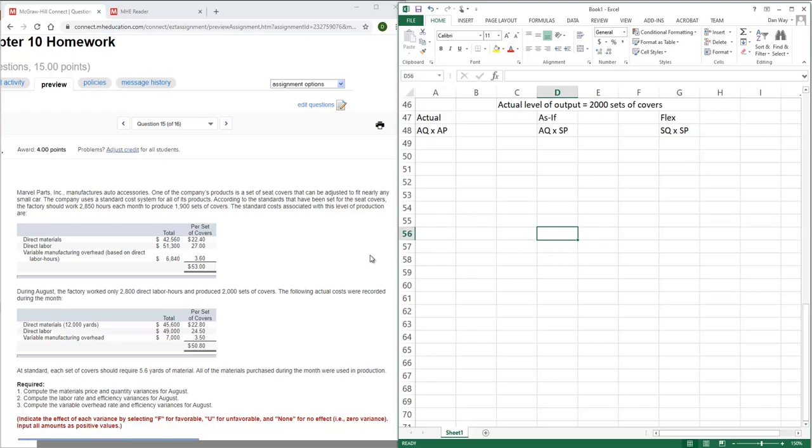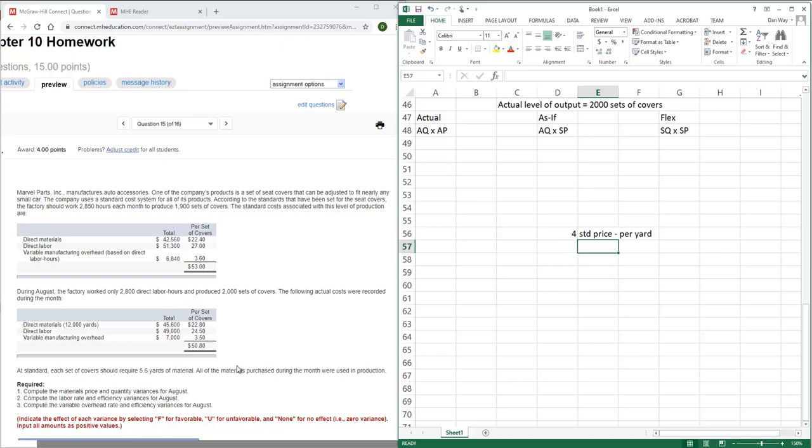We know that the total direct materials expected at our planned level of activity are $42,560, and that's $22.40 per set of covers. We also know that each set, though, should take 5.6 yards of material. So what we're saying is this: $22.40 per set divided by the 5.6 yards of material that should be required per set means our standard rate, or standard price, excuse me, is $4 per yard. So a nice even $4.